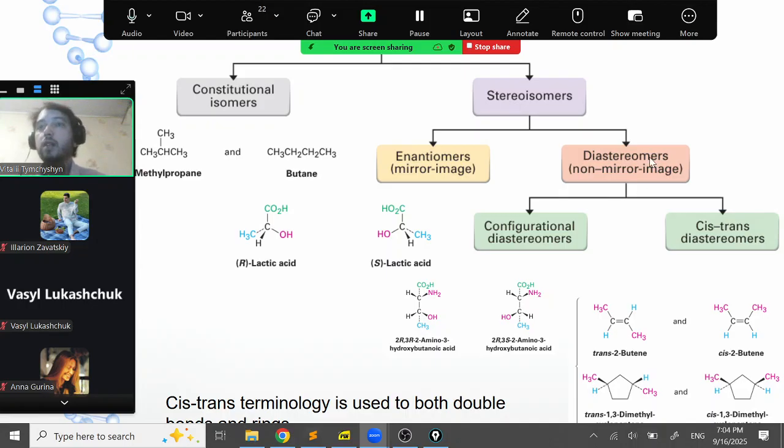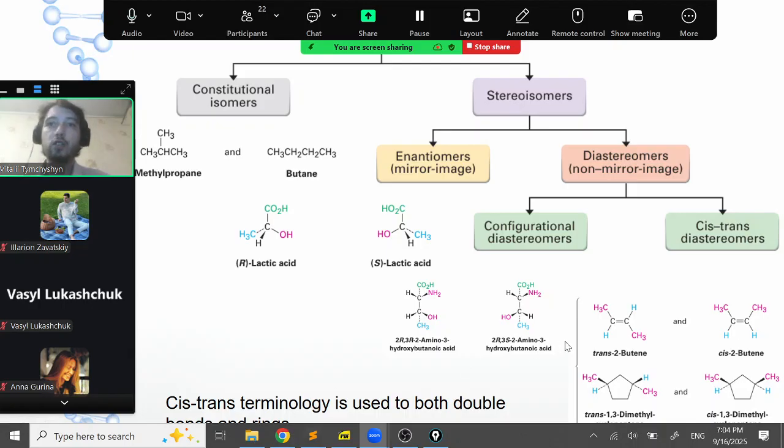And we have diastereomers. These are non-mirror images. They can be configurational stereomers, or they can be cis-trans diastereomers. So you have probably seen some sort of cis-trans diastereomers when we have a double bond. Here is an example: this is trans-2-butene and cis-2-butene. So trans-butene has the CH3 groups on different sides of the double bond. This one has CH3 groups on one side.